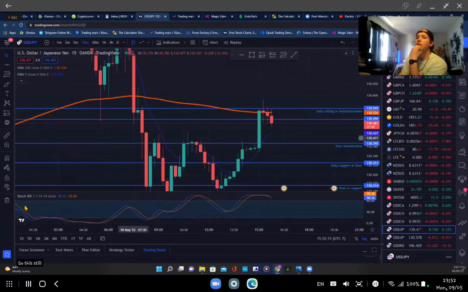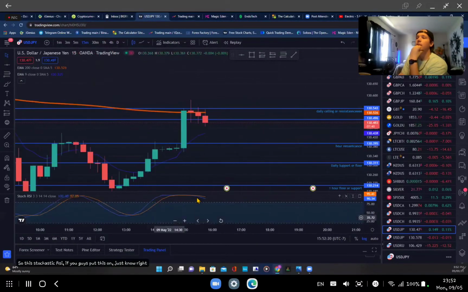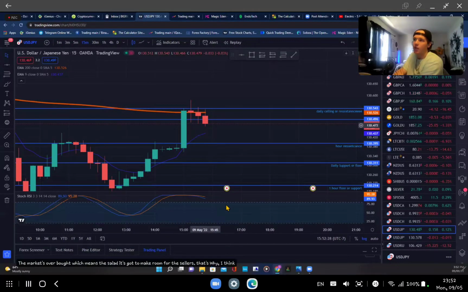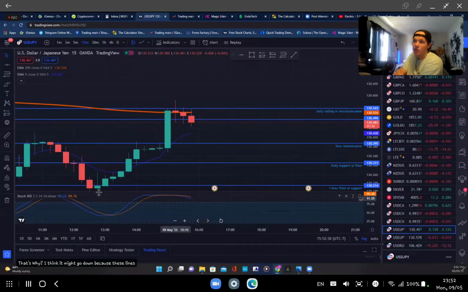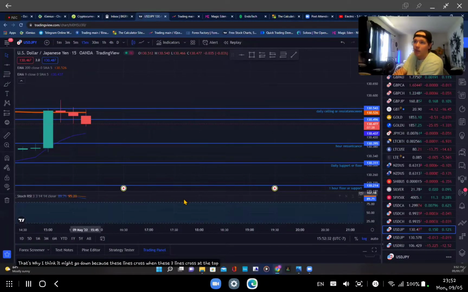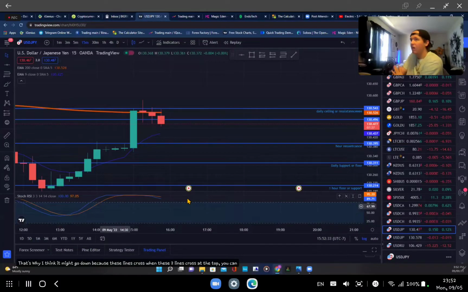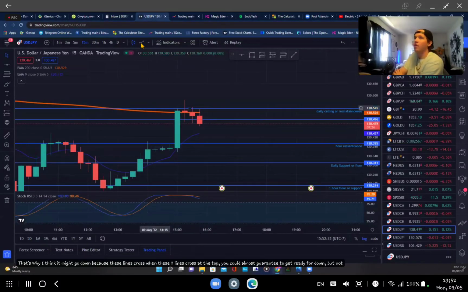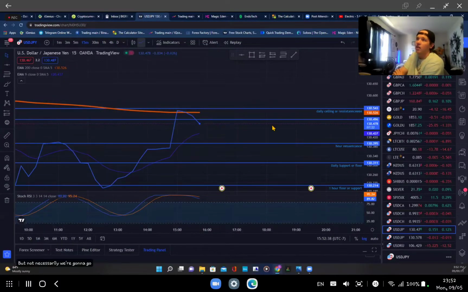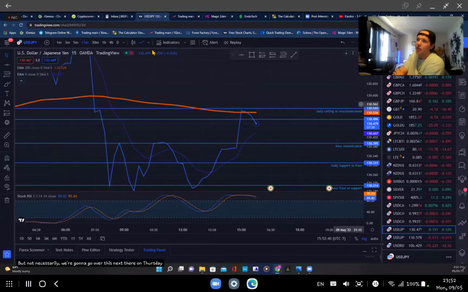So this stochastic RSI, if you guys put this on, just know, at the top, it's going to be overbought, okay? Means that right now the market's overbought, which means it's got to make room for the sellers. That's why I think it might go down, because these lines cross. When these two lines cross at the top, you could almost guarantee to get ready for a down, but not necessarily. We're going to go over this next on Thursday, what this means, all the line stuff, because I don't want to hit you guys with too much today.